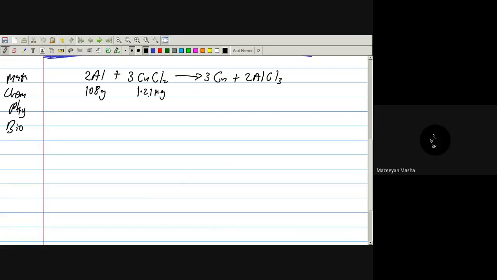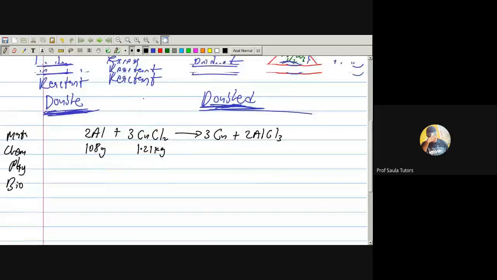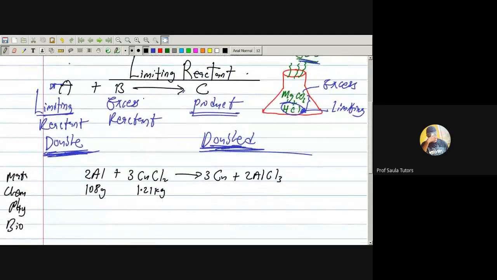Before you solve, I don't understand limiting reactant at all. Yes, don't worry, I will solve it now. I will show you. As I've explained this, you will know how to solve this. Let us just go. Pay attention. Are we together? Yes, sir. Good.